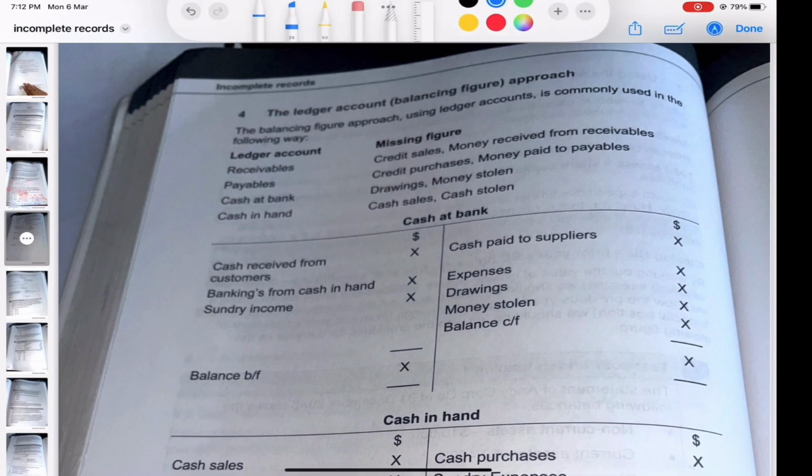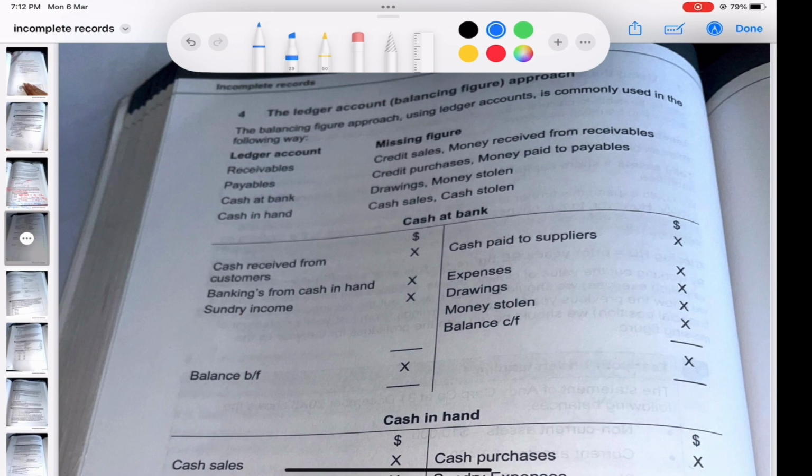Moving on. Now, this is the next method, which is the ledger account balancing figure approach. There's nothing for me to explain in this because this is something which you've done in the previous chapters as well. We used to make control accounts, a receivable control account, a payable control account. And what was the balancing figure for receivables? Try to recall. For receivables it was credit sales, payables was credit purchases, cash at bank is drawings, cash in hand is cash sales. So this is very simple. We have been doing this in all the chapters, so I'm not getting into the detail of the same.